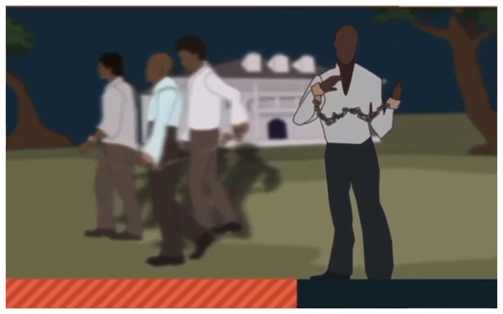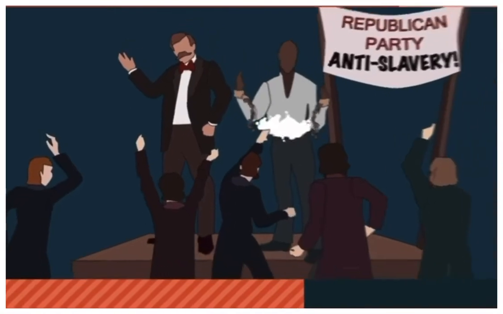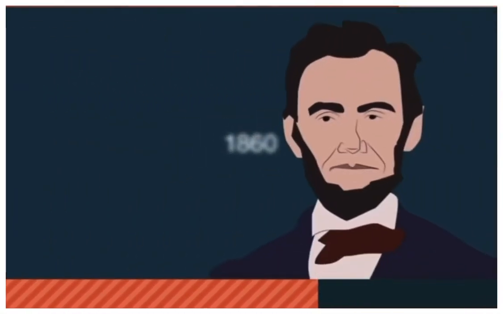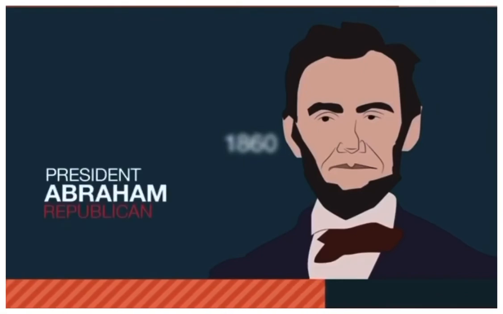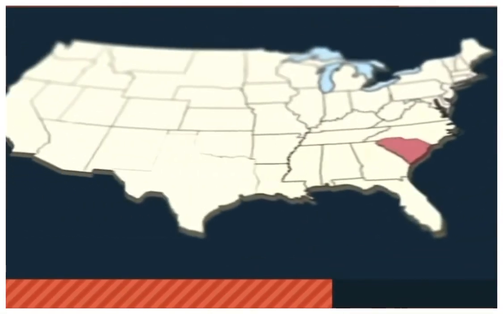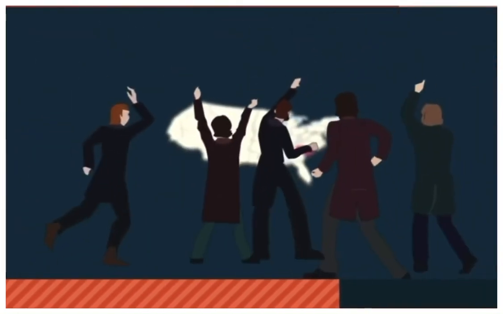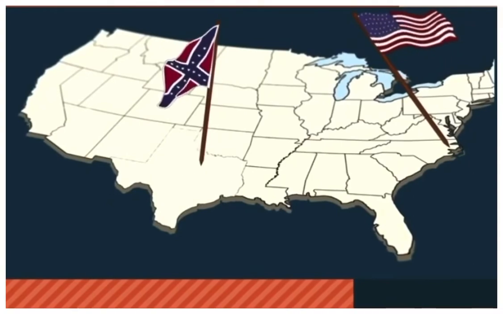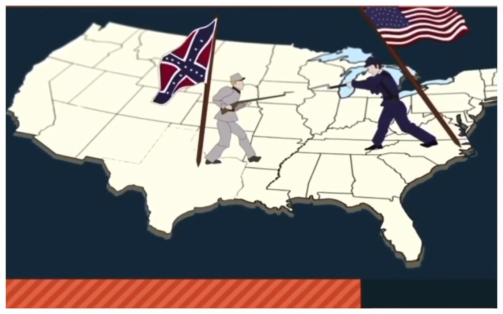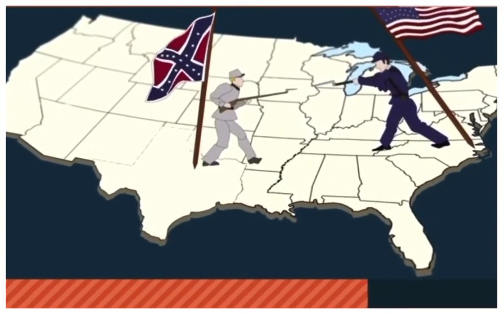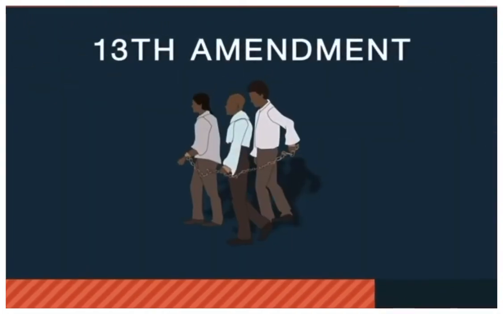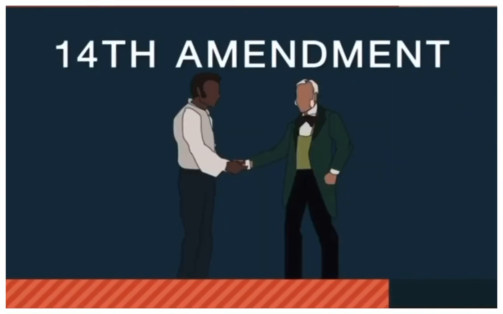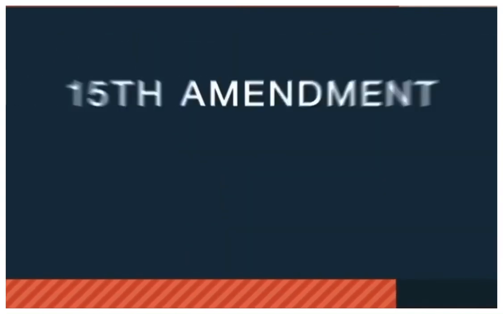The Democrats were so opposed to the Republicans and their anti-slavery stance that in 1860, just 6 weeks after the election of the first Republican president, Abraham Lincoln, South Carolina, a state dominated by Democrats, voted to secede from the Union. The Civil War that followed was the bloodiest war in U.S. history. It led to the passage by Republicans of the 13th Amendment, which freed the slaves, the 14th Amendment, which gave them citizenship, and the 15th Amendment, which gave them the vote.